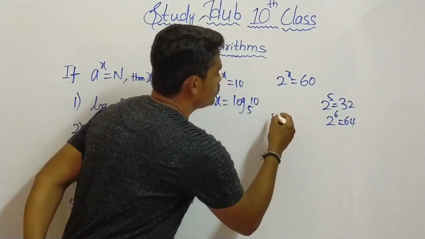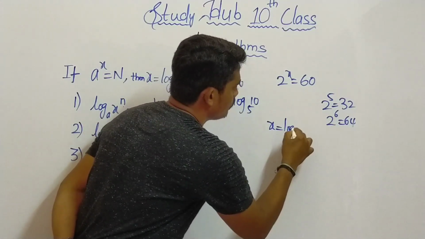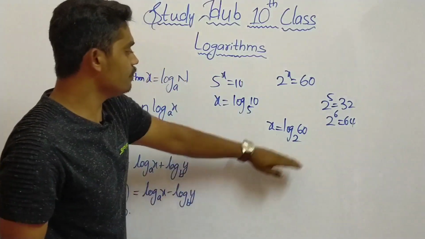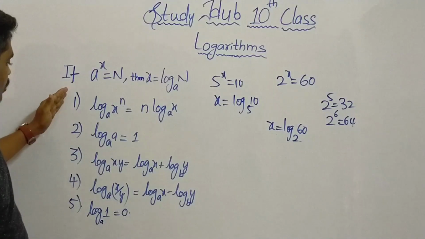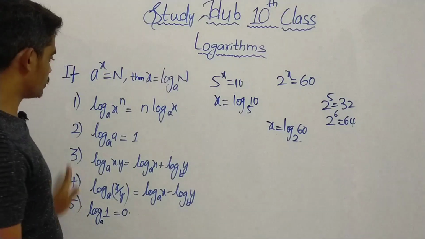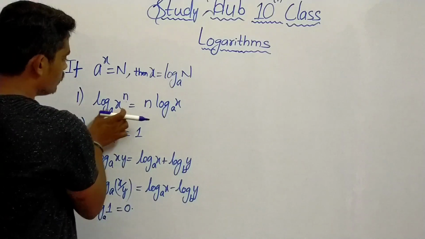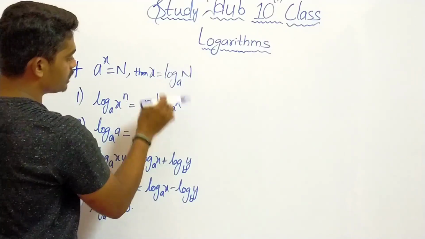How do we find the value of x using logarithms? x is equal to log 60 with base 2. The value of log 60 can be found very easily by using the laws of logarithms. Among the laws of logarithms, the first one: when we have log x power n base a, this n we can write in the front, n log x base a.